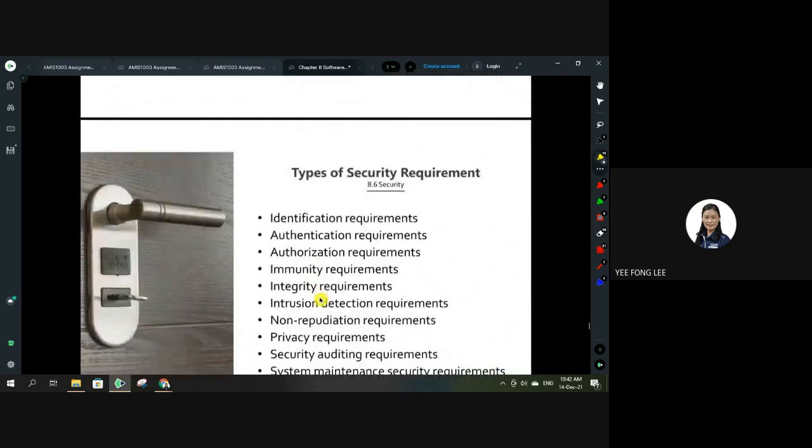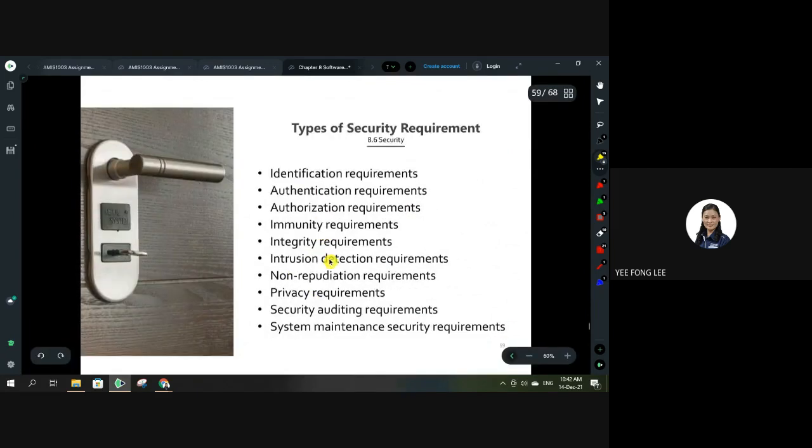Types of security requirement. How many types are there here? There are 10 types. These 10 types of security requirement might be included in the system specifications. Identification requirement will specify whether or not the system should identify the user before interacting with them. Authentication requirement will specify how users are identified. All these are included in the system specifications.